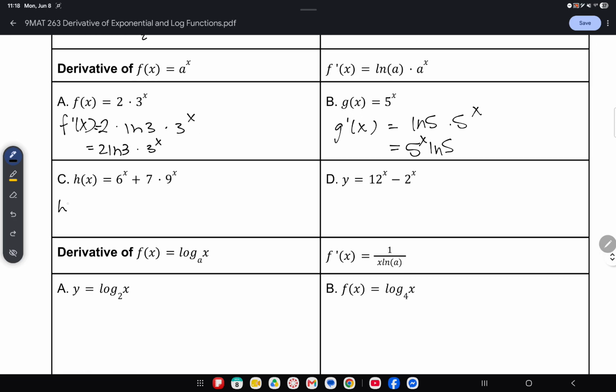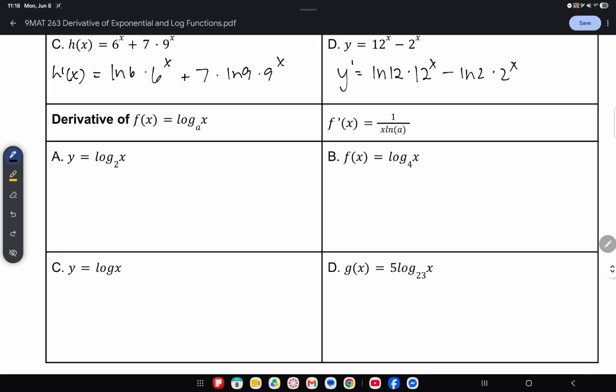And then let's try this one here. So the derivative of 6 to the x is going to be natural log of 6 times 6 to the x. And then we have 7 times natural log of 9 times 9 to the x. Not too much I would really clean up there, to be honest. So we got 12 to the x minus 2 to the x. So natural log of 12 times 12 to the x minus natural log of 2 times 2 to the x.